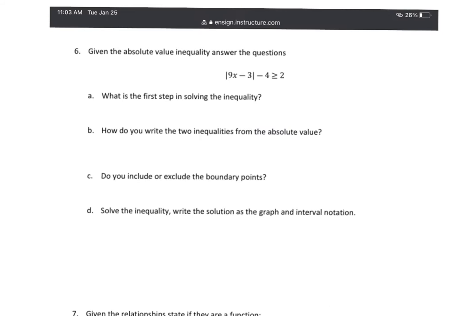All right, question 6 is a lot like the inequality question, and this one happens to be an inequality too. But it's going to get us thinking more about the problem than just solving it. On this question it says, what is the first step in solving this inequality? This is very, very, very important. The very first thing that you have to do to solve this inequality is isolate the absolute value.